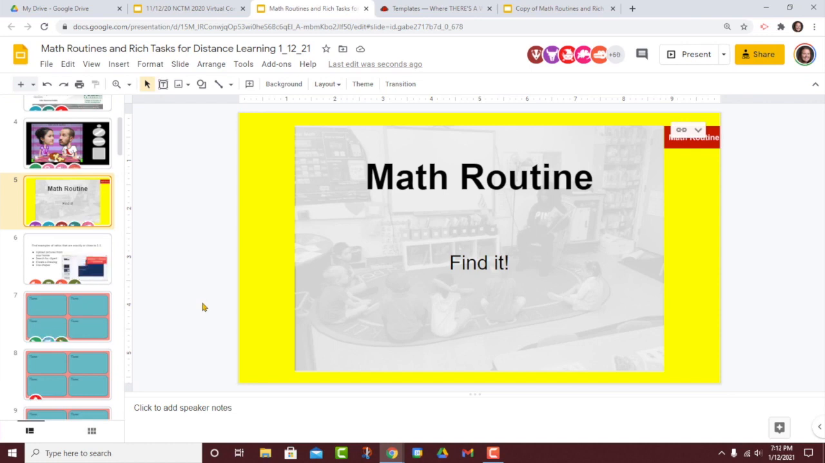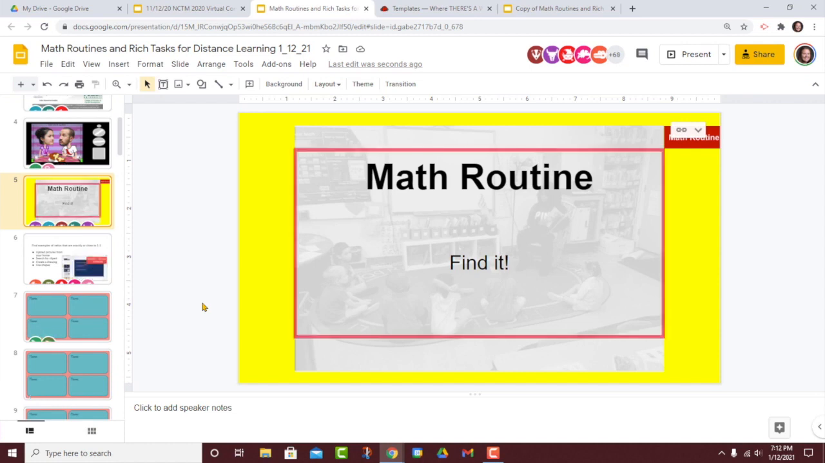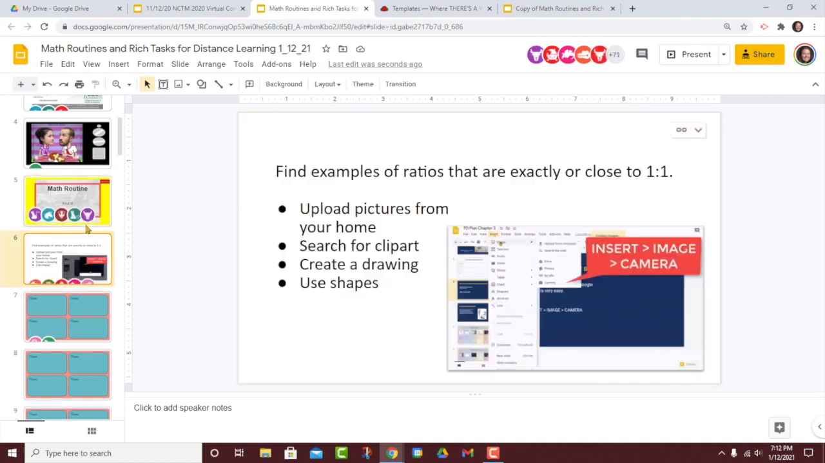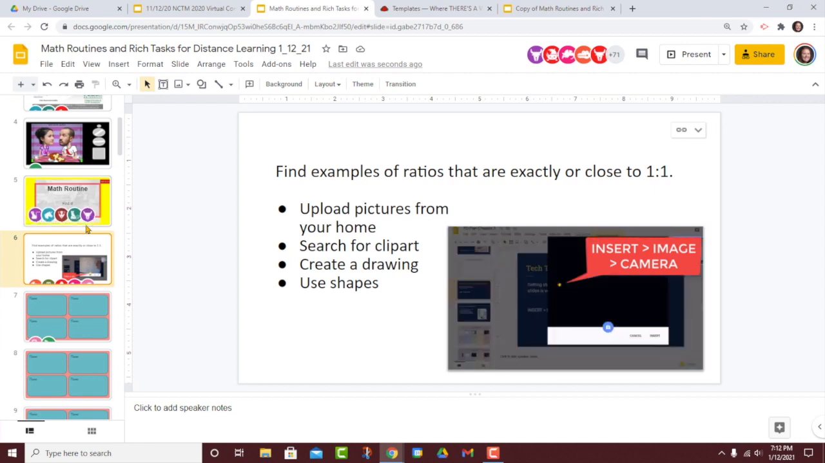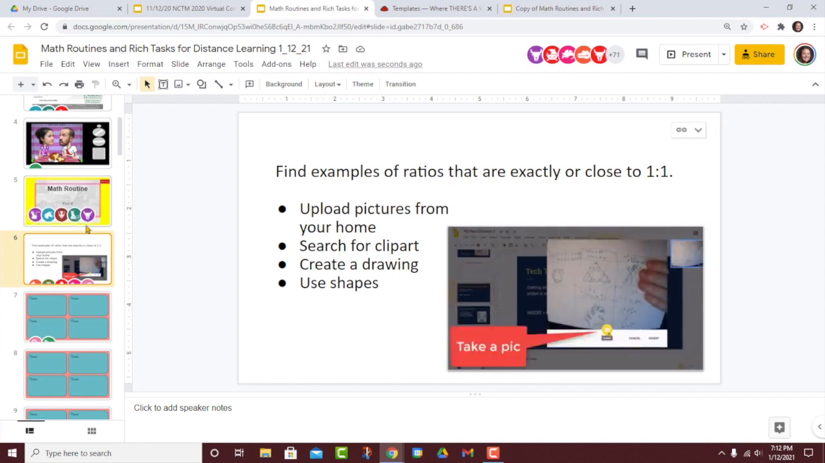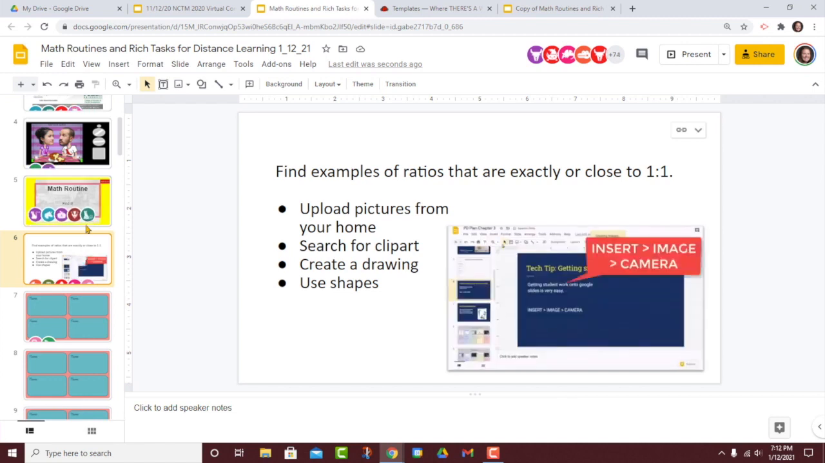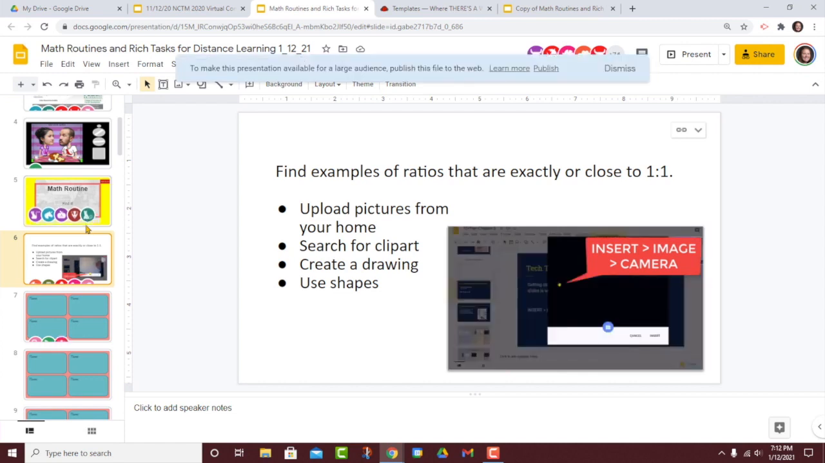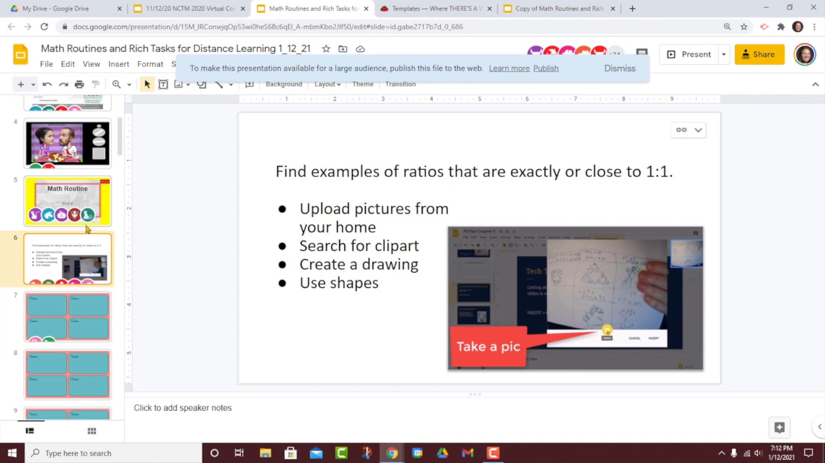Our first routine is called Find It. One of the most beautiful things about teaching online is people have access to their homes or a place where they might be able to grab more things, touch more things, gather more things. And so this routine called Find It is all about you finding something that has an example of a 1-to-1 ratio or something really close to a 1-to-1 ratio. So get up, stretch your legs, look around. If you prefer to draw things on the computer, you can do that. But what we're interested in right now is that we get lots and lots of examples of a 1-to-1 ratio.